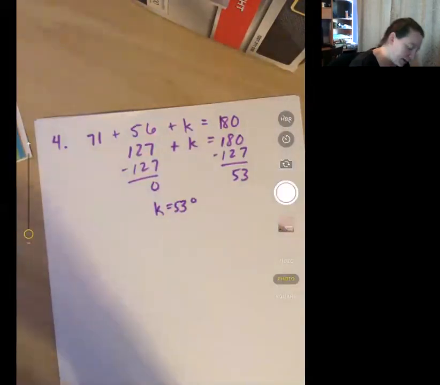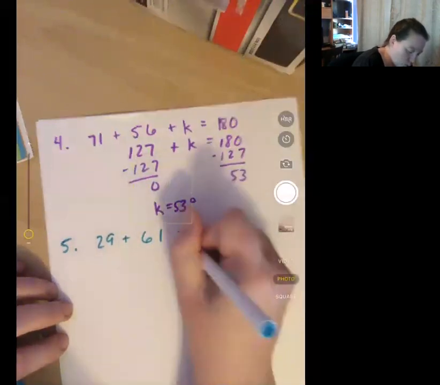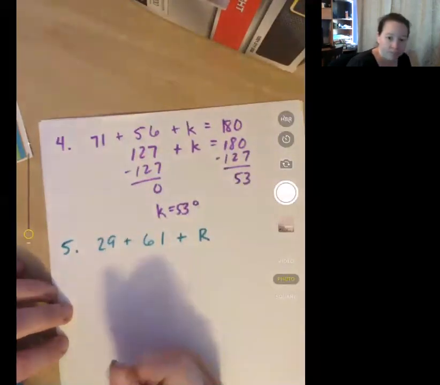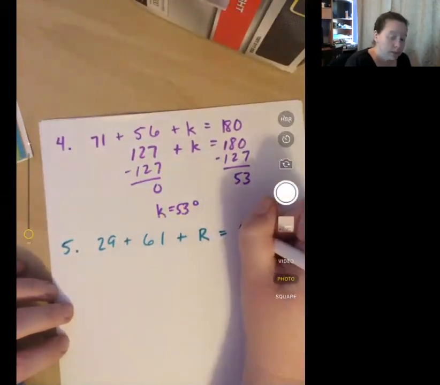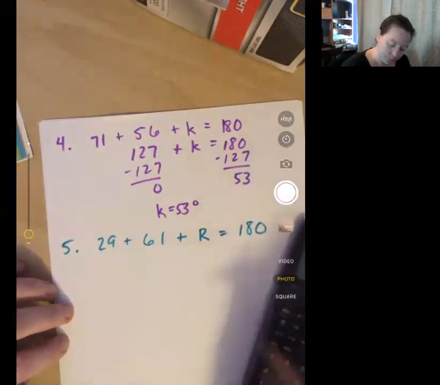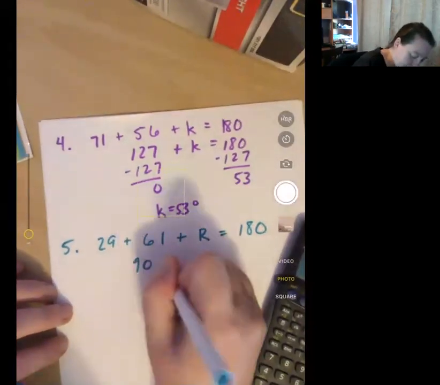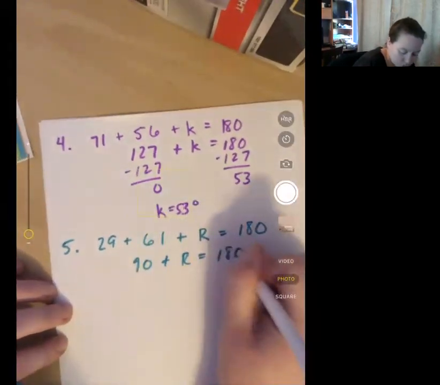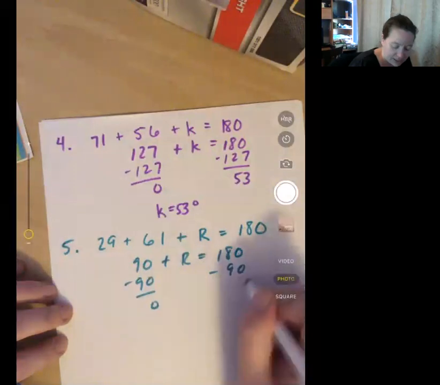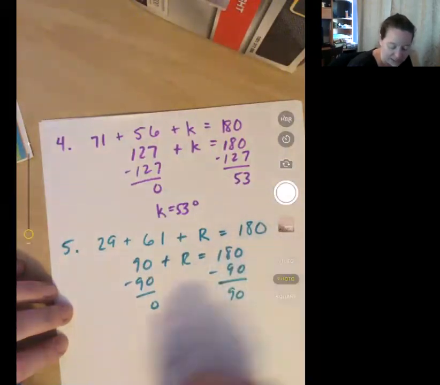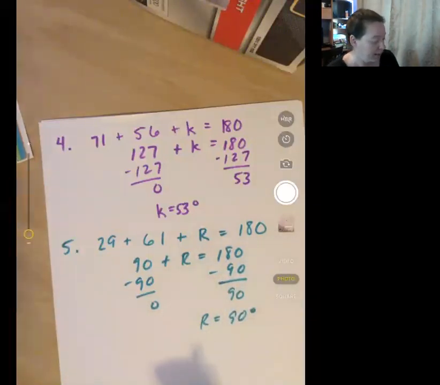Next one, number 5. I am given 29 and 61 and the letter R. Okay, these are for a triangle. They go together. It is equal to 180 degrees. 29 plus 61 gives me 90, plus R is equal to 180. I subtract 90 from both sides. 90 minus 90 is 0. 180 minus 90 is 90. So R is equal to 90 degrees. Next page.